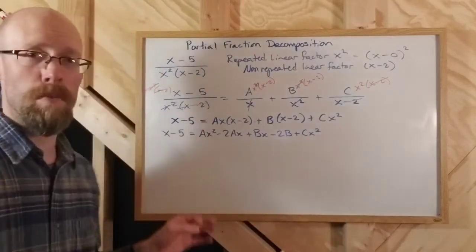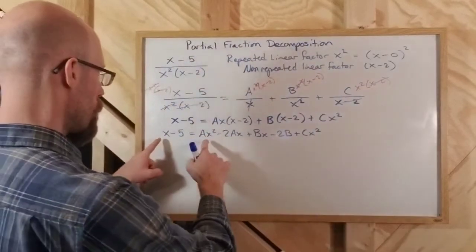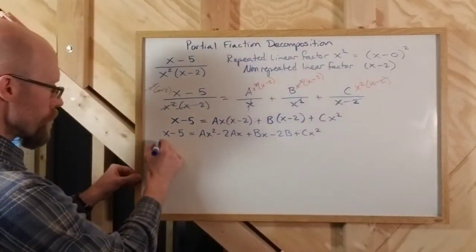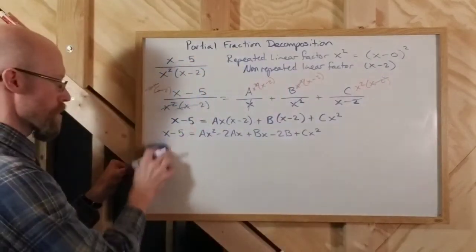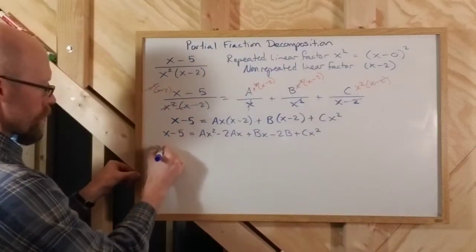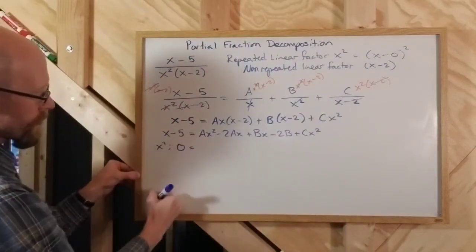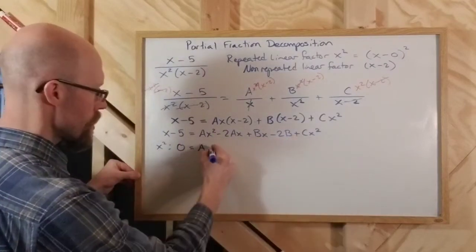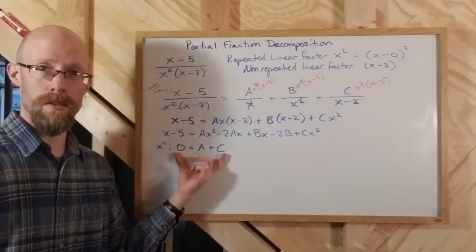Now this system might be a little bit harder to solve than the last. What I would do is combine my x squares again. There's 0x squared on the left side. And so one way that we do this, just to simplify our writing, is we look at the x squared terms. The coefficients are 0 on the left and a plus c on the right. So that gives me one of the equations in my system.